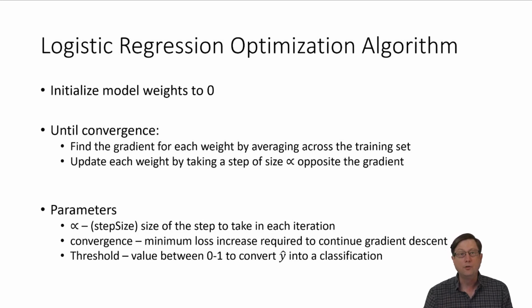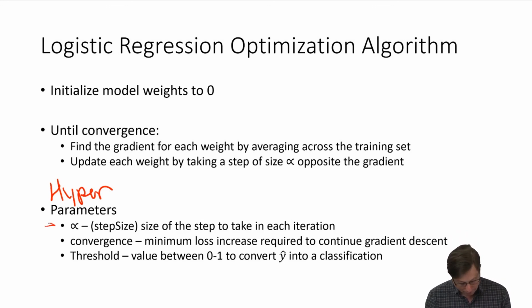Then in each step of the loop, you find the gradient for each weight by averaging across the training set, exactly like I showed you on the last slide. And then you update each weight by taking a step of some size alpha in the other direction from the gradient. Not gradient ascent, we're doing gradient descent. That's it. Now, in order to control this modeling process, you do have a few parameters, and these are called the hyperparameters of the logistic regression machine learning algorithm.